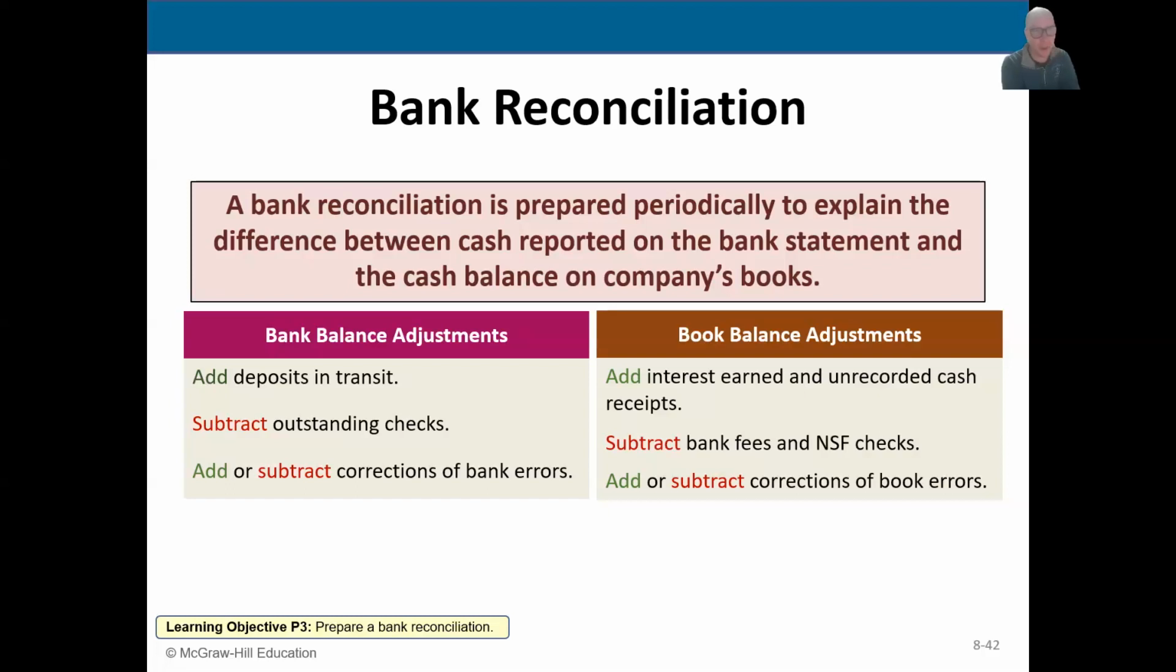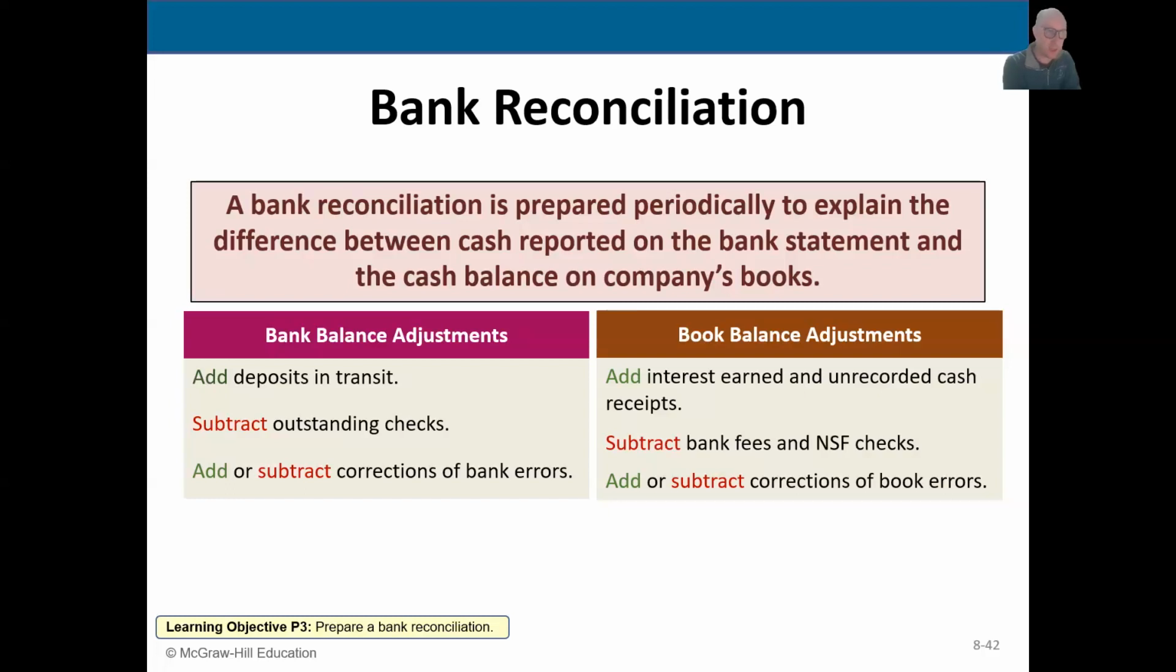Now we add or subtract any bank errors. Yes, the bank makes errors sometimes. On our accounting system, we also need to account for things like interest and unrecorded cash receipts, right? We have some deposits that haven't made it through yet. Interest earned on the bank account. My bank account has a balance that earns a percentage of interest. That interest shows up on the bank statement, so you got to add that into your accounting system.